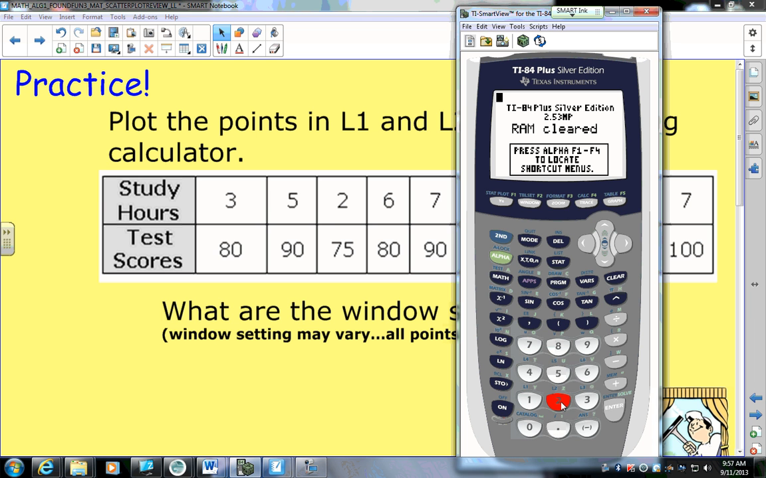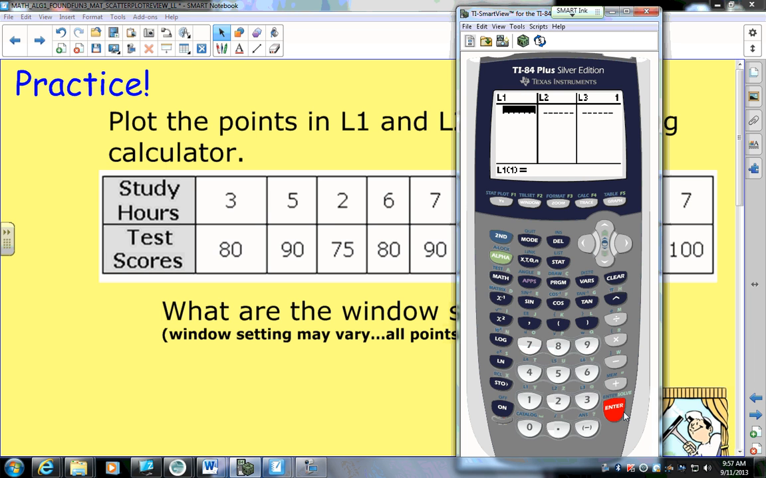Here are our steps to put it in the calculator. Step 1 said to press stat, and you are going to have this memorized. You have to know how to use it without notes. You're going to press stat, and then you're going to press enter. Look around. Is everybody's screen right here? L1 and L2. Okay, we are going to put the study hours in L1 and the test scores in L2.